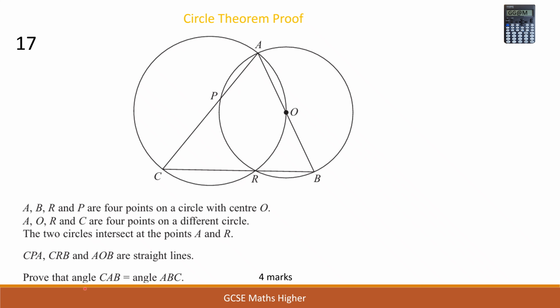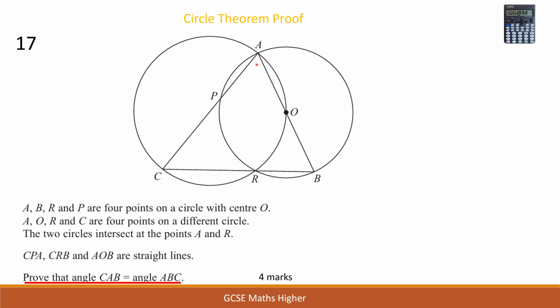And it says prove that the angle CAB and the angle ABC are the same. So this angle here, CAB, this angle in here, and the angle ABC down here are the same. So you've got to prove these two angles are the same.